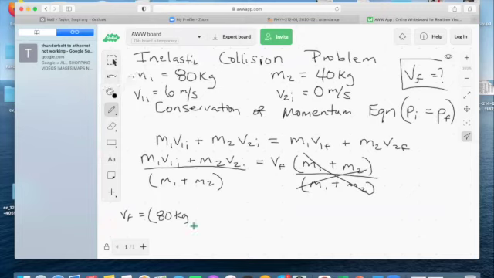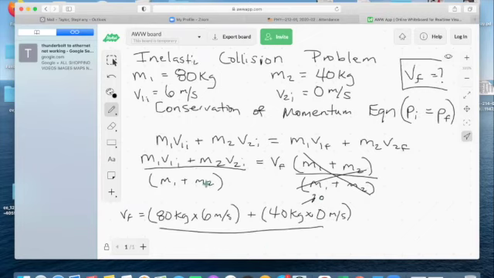And we're multiplying that times her velocity, which was 6 meters per second. All right, now we're going to add that to the mass and velocity of the grandson. So his mass was 40 kilograms, and his velocity at first was 0 meters per second. So anything times 0 is just 0. Right, so this second part right here is 0.